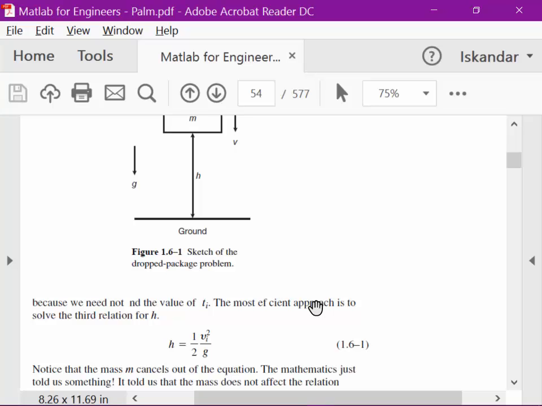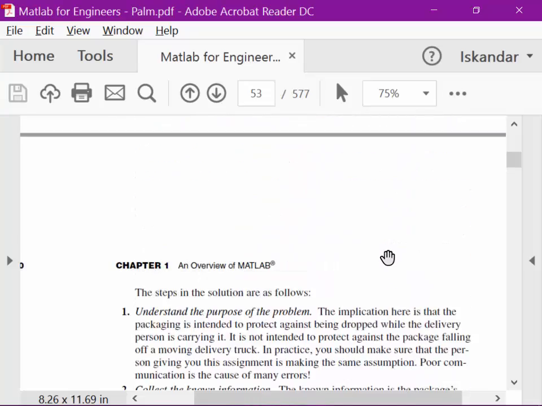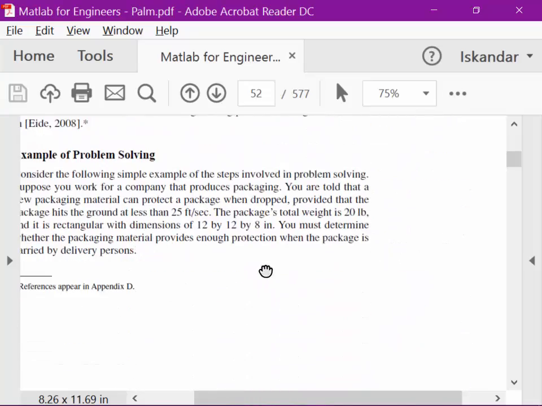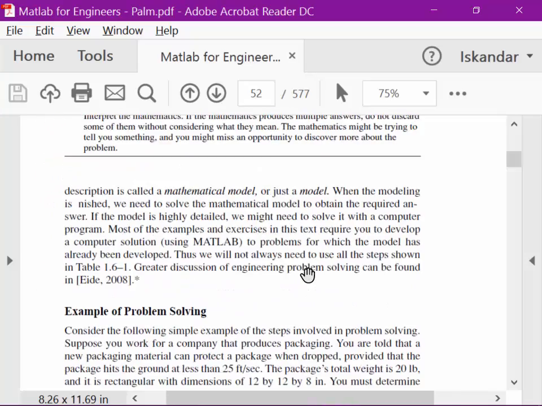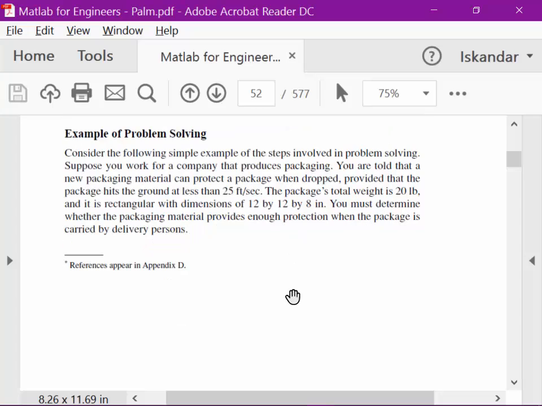And that's not said in the problem. The problem says right there: you are told that a new packing material can protect the package when dropped, providing the ground hits at less than 25 feet per second. Then it tells you the package weight, it tells you the dimensions. You don't need any of that information.